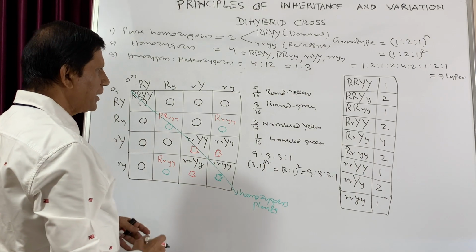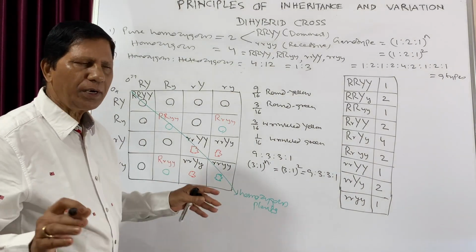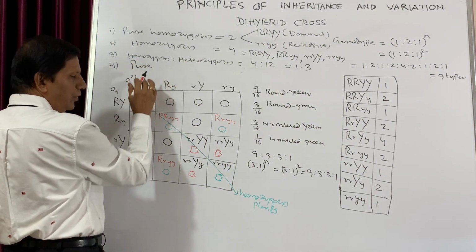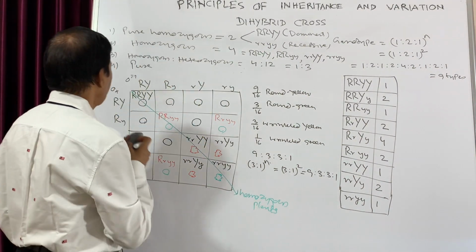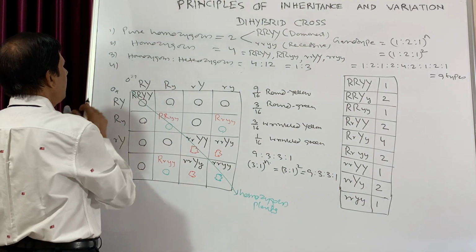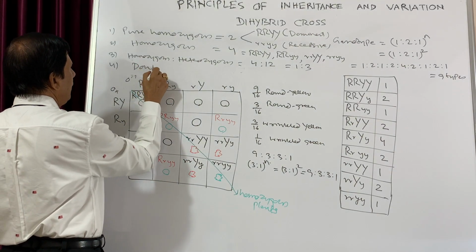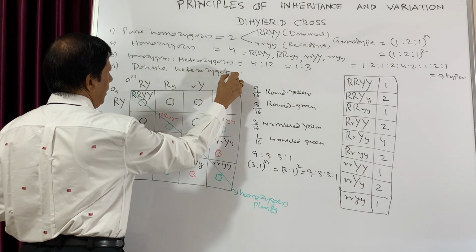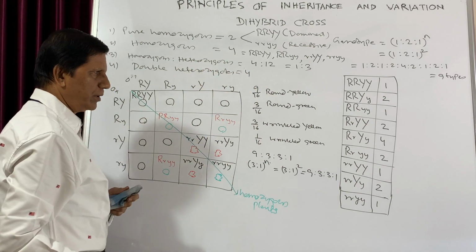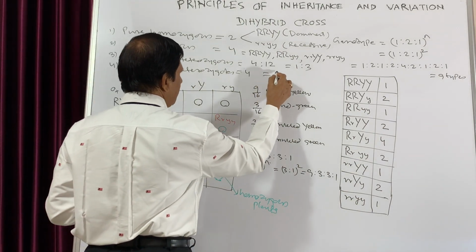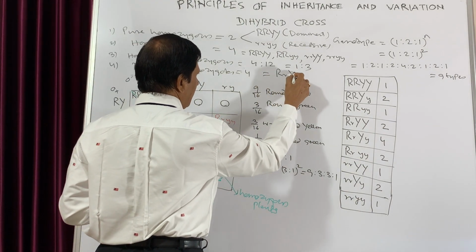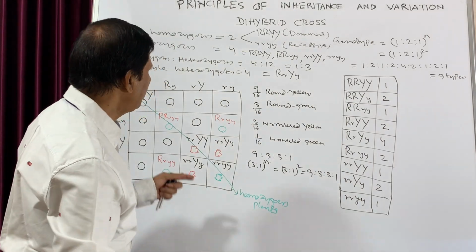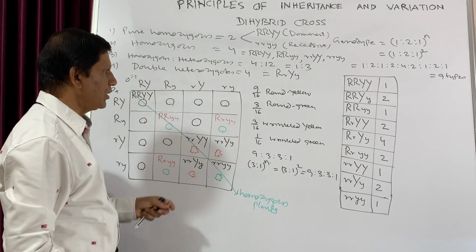And how many of them are pure heterozygotes, or we can call them double heterozygotes? That will be still better. How many are double heterozygotes? Double heterozygotes are only 4 in number. And what are these 4? These are capital R, small r, capital Y, small y. Double heterozygotes. So in this way, several questions can be asked on this also.